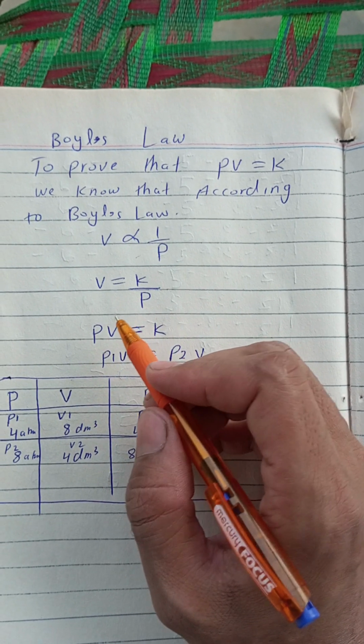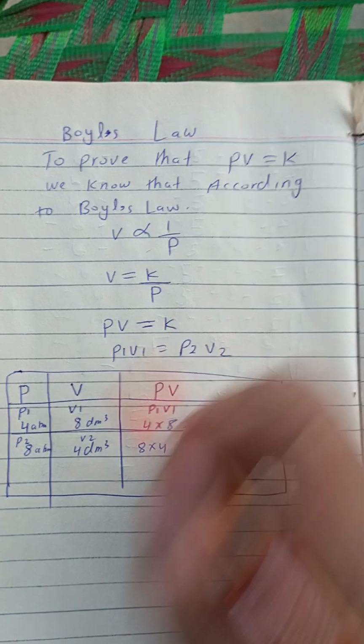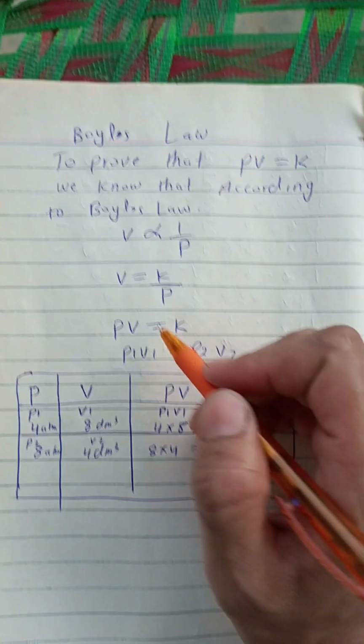So now PV is equal to K means that the product of pressure and volume is constant. So we will check how the product of pressure and volume is a constant.